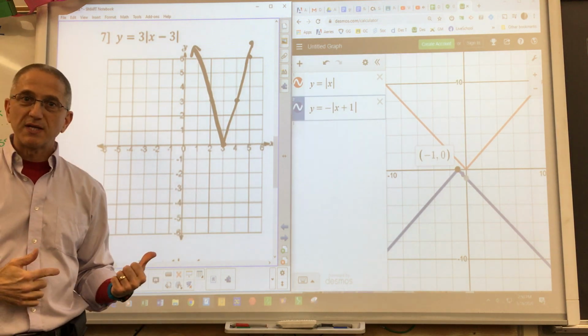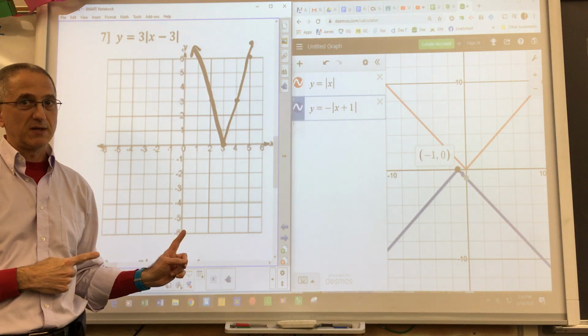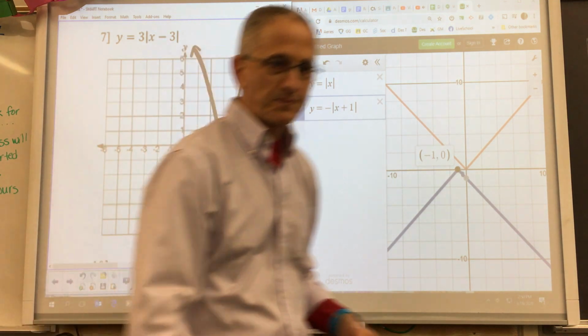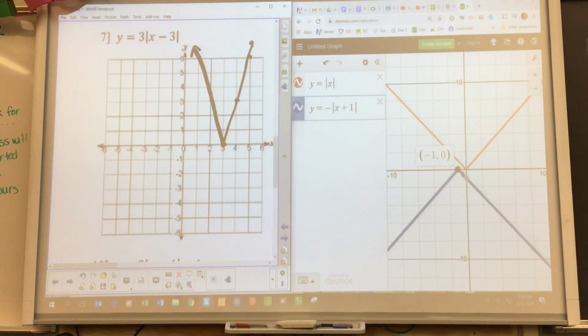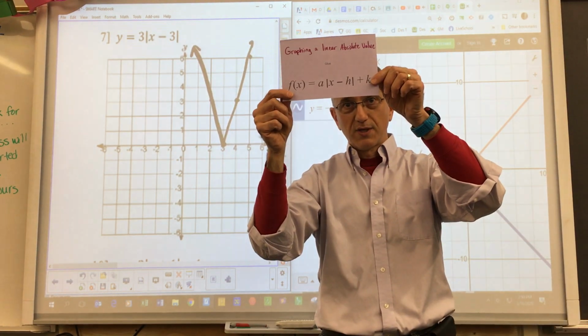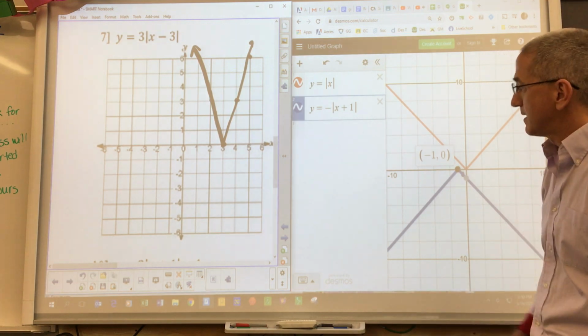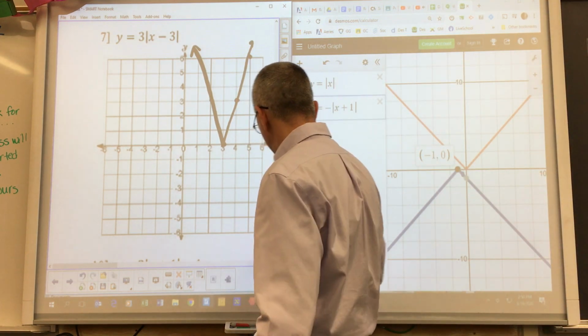If you graph it on Desmos, you should see the identical thing. How did I do that? Now I'm going to take you to the notes. The notes look like this, and they are right here.